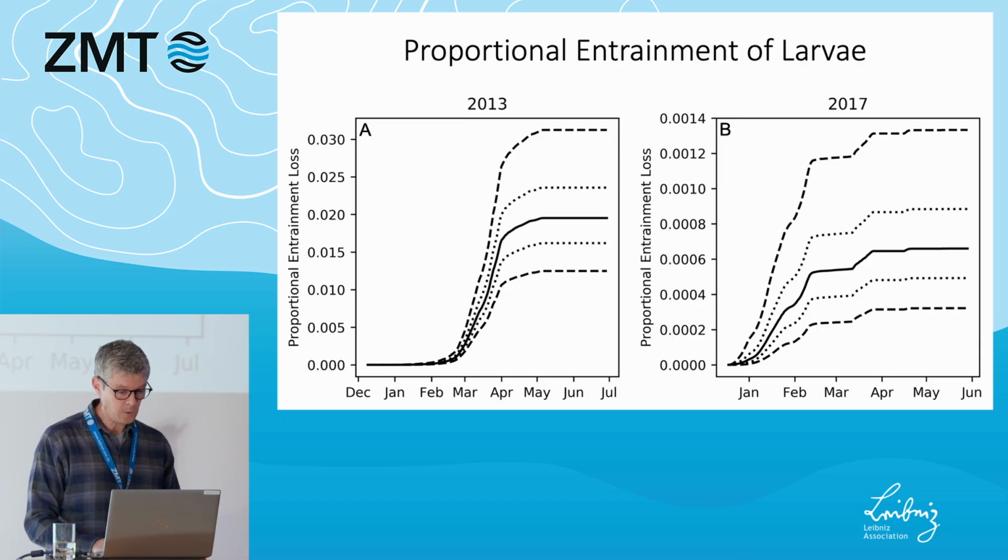So we actually estimated 95% confidence that the entrainment was less than about 3% in 2013 and very low in 2017, which was a high flow year. And you'd expect low entrainment because the net flows are just sweeping things out to the ocean quickly.